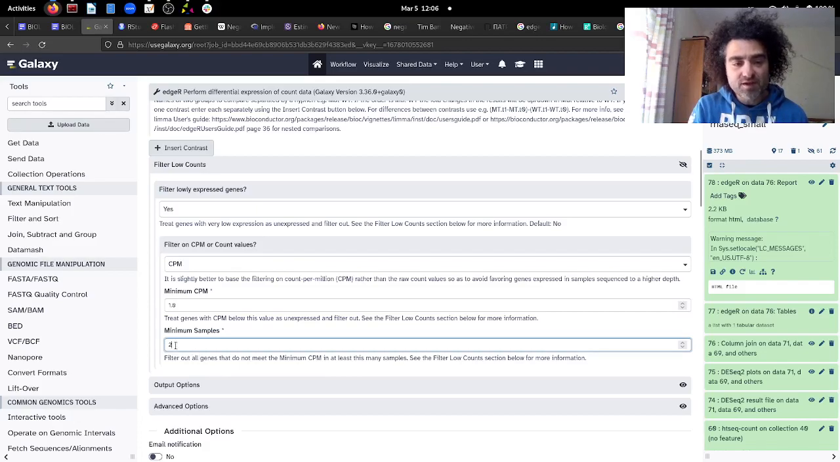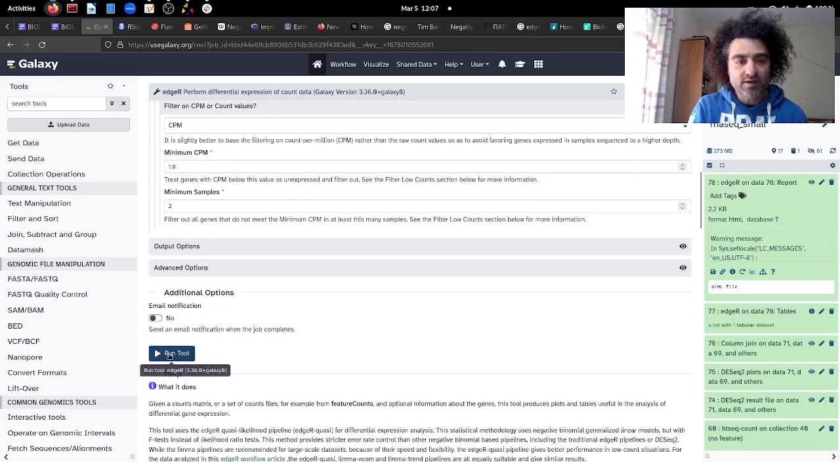If at least 2 samples out of the 6 have at least 1 count per million for the particular gene, then I will keep it. If only 1 sample fulfills this criterion out of 6, or if no sample fulfills this criterion for the specific gene, then I will not analyze the gene and I will reject it from the analysis. Usually it's a good thing to filter out very lowly expressed genes.